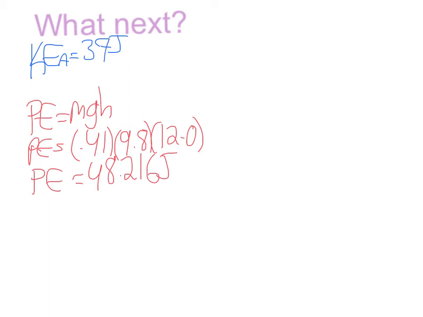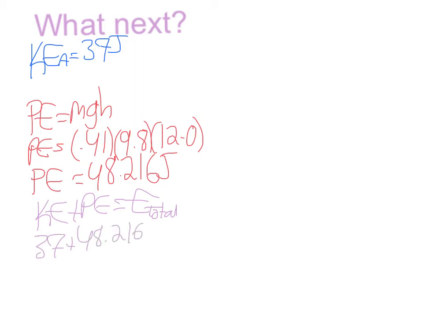So now we have to use that to find the total amount of energy. So we already had the kinetic energy at point A, which was right here. And then if we add that to the potential energy at point A, we're going to get the total energy at point A. So we're going to do KE plus PE equals E total. And then just substitute that, 37 plus 48.216. And that is going to equal our total energy of 85.216 joules.